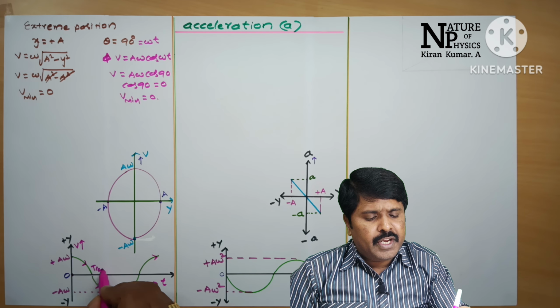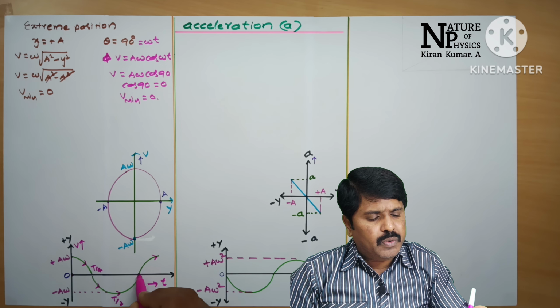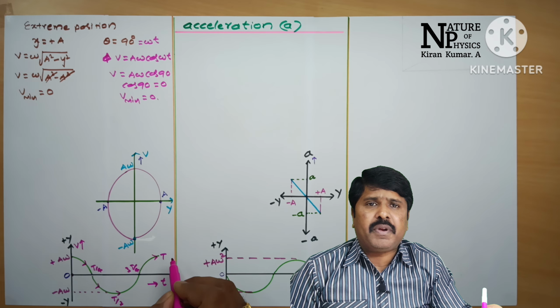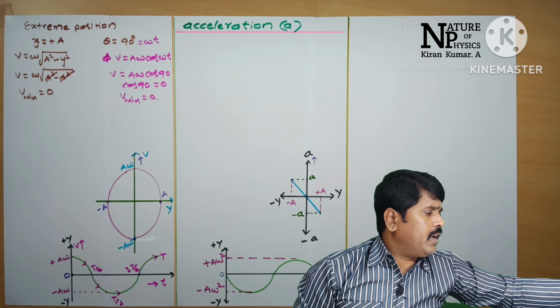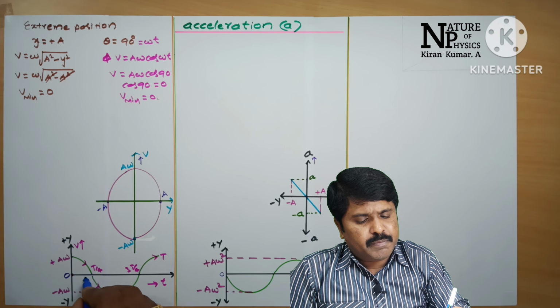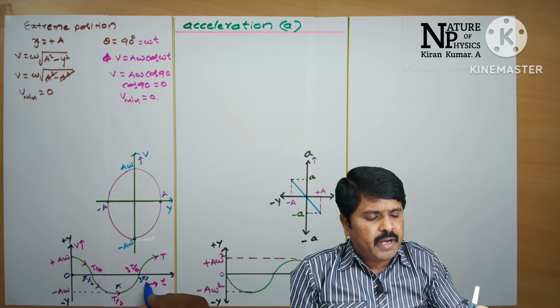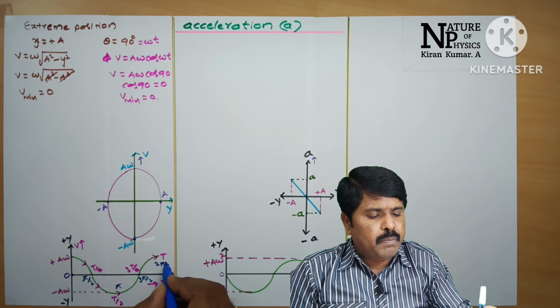Here t is equal to T divided by 4, here t is equal to T divided by 2, here t is equal to 3T by 4, and this is T representing. And the phase can also be represented clearly here, student. The phase representing this is pi by 2, this is pi, this is 3 pi by 2, and this is 2 pi phase.